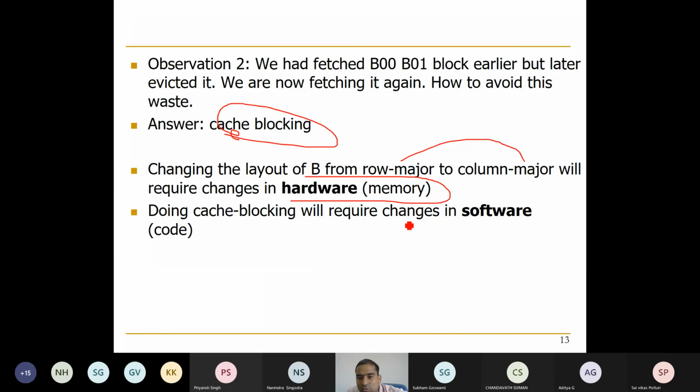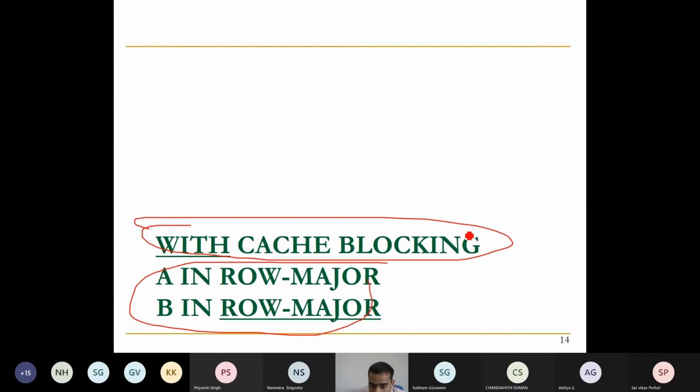Instead of doing that, let us do the changes in the software. That means I will just write the code differently. I will not do any changes in the hardware. Let the data be stored in whatever way it is stored. I will just write my code differently so that I can still have very good performance. So here, remember, I'm allowing A and B to be stored in row major order. I will just write my code differently. That is called cache blocking. So let us see how we do that cache blocking.